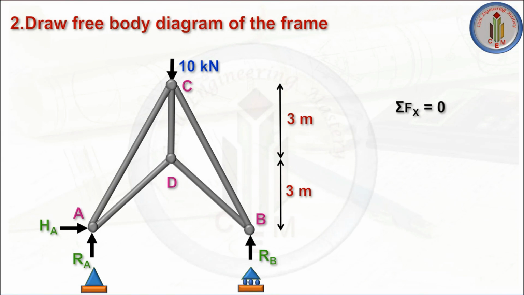So how do we find the support reactions? By solving the equilibrium equations: summation of Fx is equal to 0, summation of Fy is equal to 0, and summation of moment is equal to 0. These 3 equilibrium equations are used to find the support reactions.